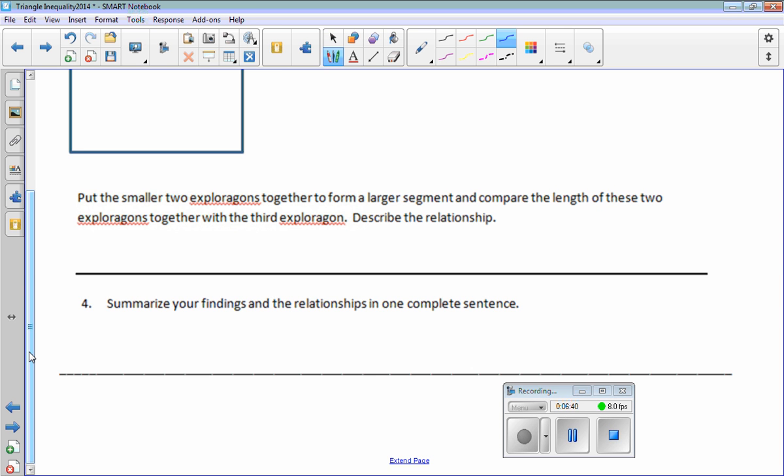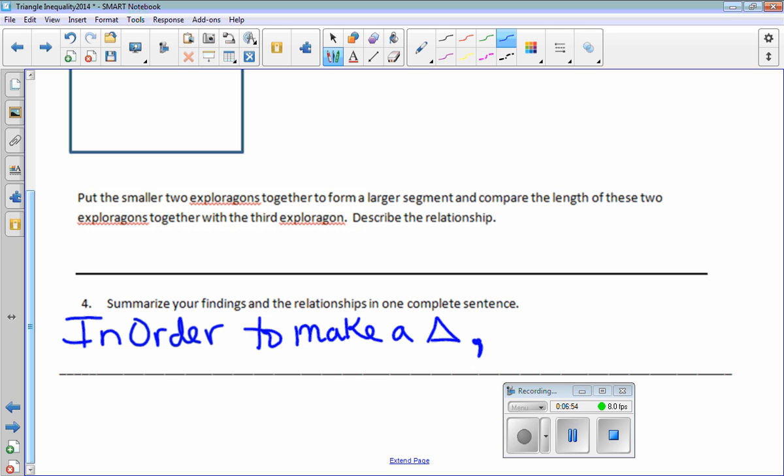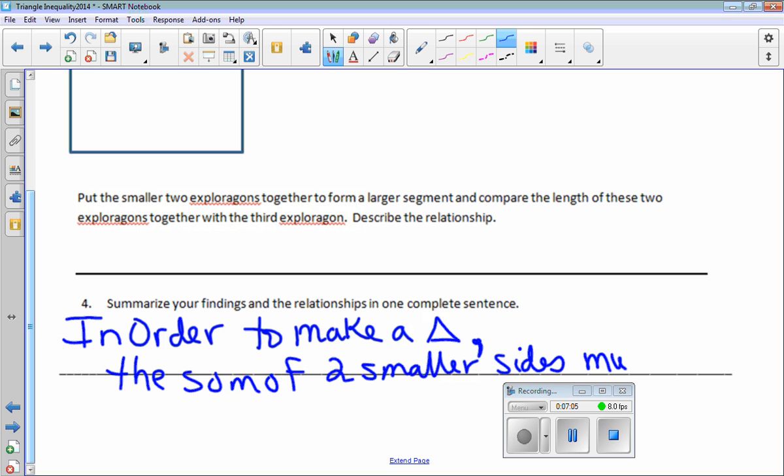So in order to make a triangle, we should probably say this somewhere. I think we'll do it in our foldable, so you can get that foldable out. But in order to create a triangle, I'll show you where to write it in just a minute. The sum of the two smaller sides has to be bigger than the third. Two smaller ones cannot be smaller. They can't equal. It has to be absolutely bigger than the third side.